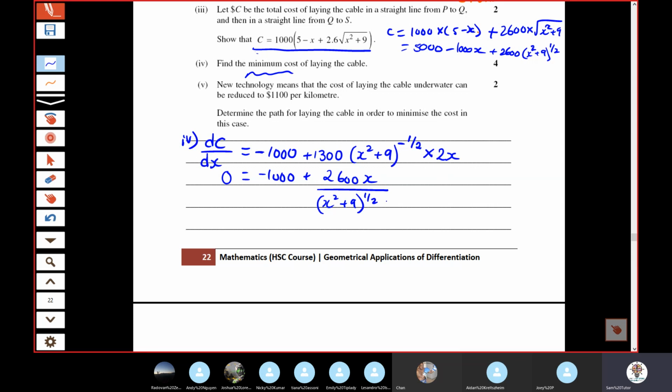Okay, what am I going to do? Obviously, multiply everything by the denominator, the bottom part. So let's get it out. What's 0 times this? 0, gone. Beautiful. What's 1,000 times this? Well, it's negative 1,000 times x squared plus 9 to the power of a half, plus 2,600x.